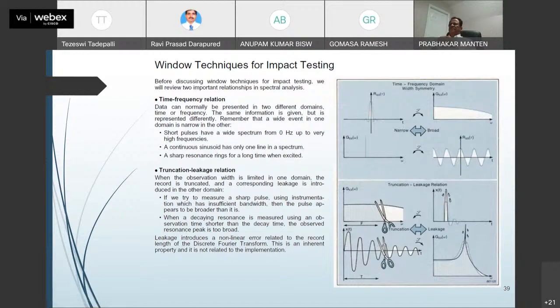Again, before discussing window testing for impact, we'll briefly review two important relations. Time-frequency relation: data can normally be presented in different domains, time or frequency. The same information is given, but it is simply a different format of representation. Remember that a very narrow event in the time domain, like short, sharp pulses, has a wide spectrum from 0 up to very high frequencies. A continuous sinusoid has only one line.